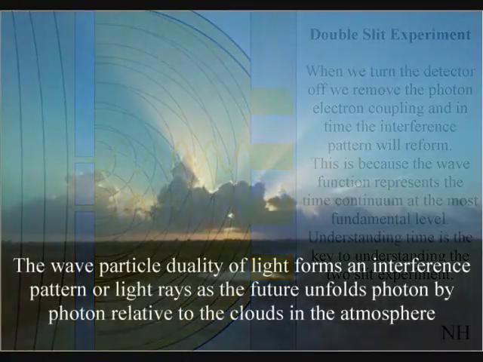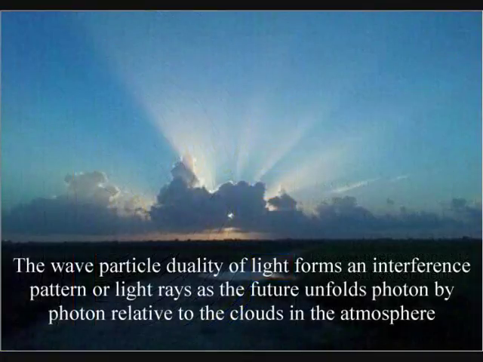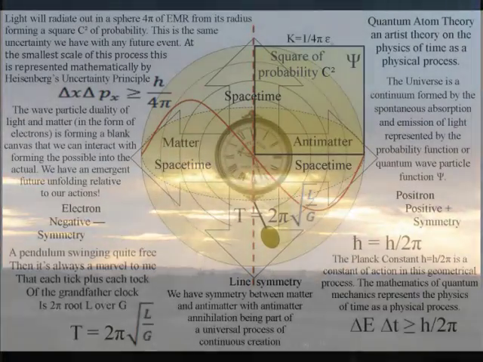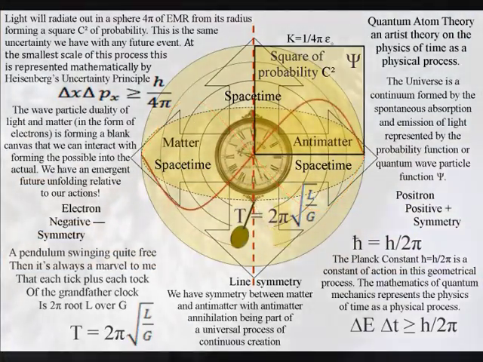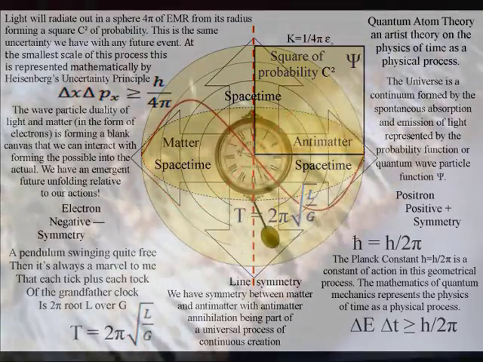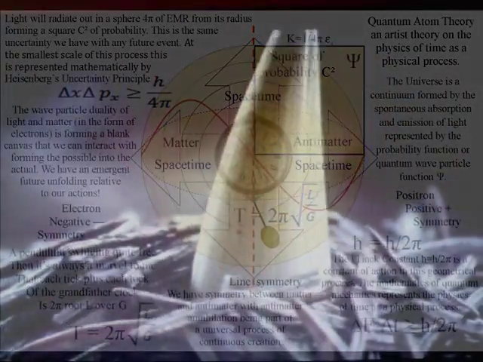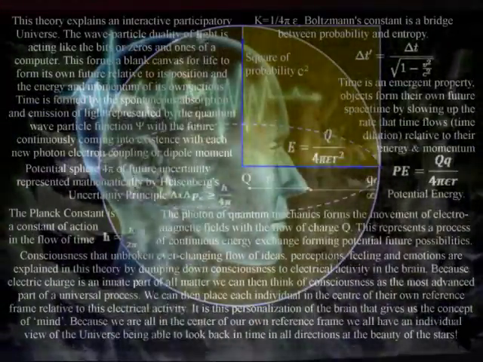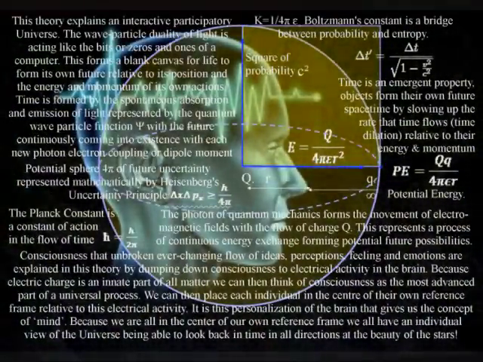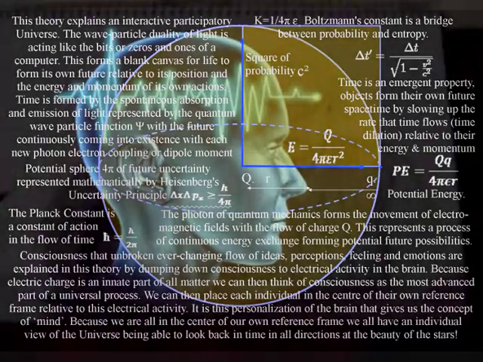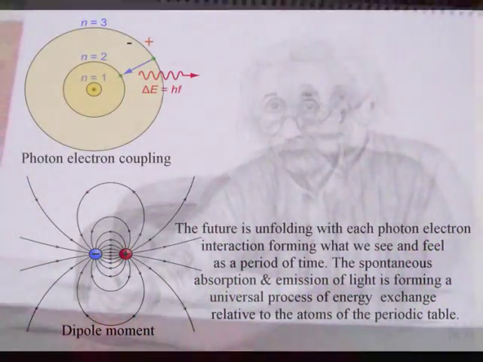The same interference pattern can be seen when sunlight breaks through clouds, forming rays of sunlight. The universe is in a process of continuous creation, continuously coming into existence with each new photon oscillation. Because the photon is also the carrier of the electromagnetic force, electrical potential is the same potential we have with any future event within our own reference frame that we can interact with, turning the possible into the actual.